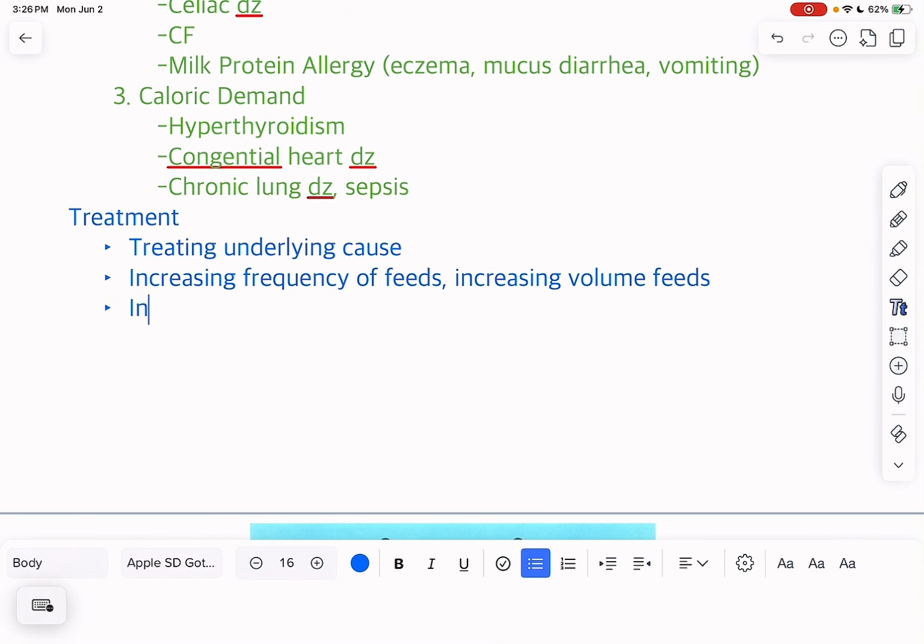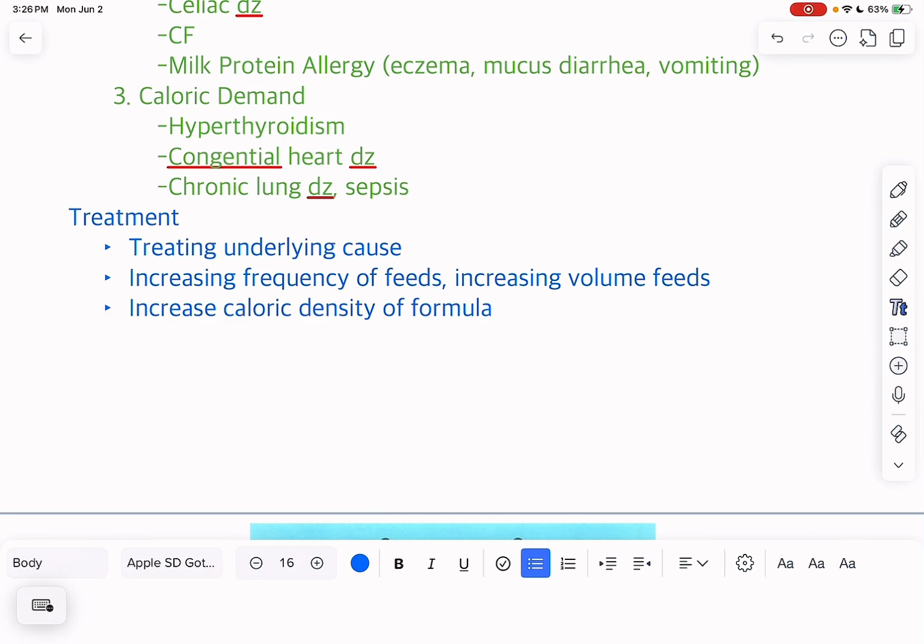One other thing we can do is also increase the caloric density of formula, for example. So typically breast milk is 20 kilocalories per ounce of milk, but we can fortify different types of formula that the kid might be taking in so that we can get 22 calories per ounce, 24 calories per ounce, 26 even sometimes if the failure to thrive is very severe.